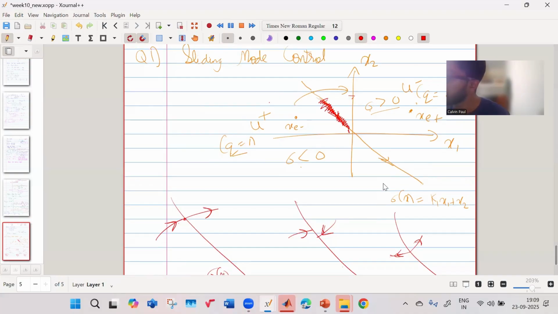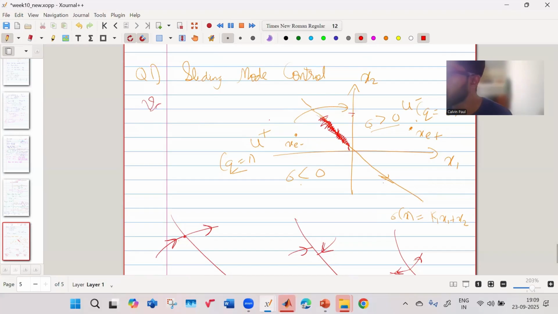So this is the concept of sliding mode control. And it is known as a variable structure control. Why is it a variable structure control? Because at one time q equal to 1, after some time q equal to 0. So the structure is being changed. So that's why it is a variable structure control. And what you are trying to do is restrict the motion of your trajectory within one line.